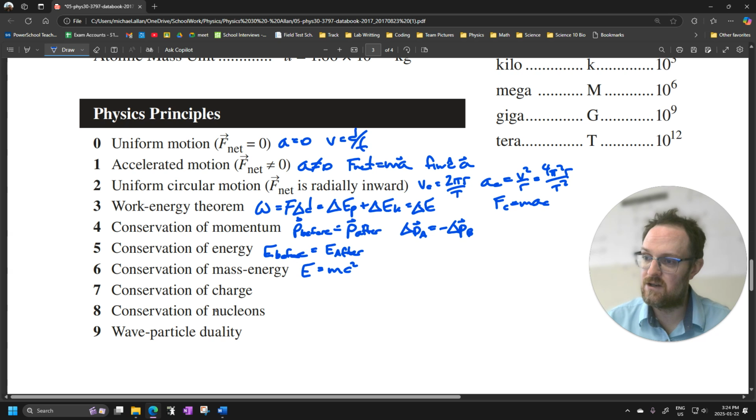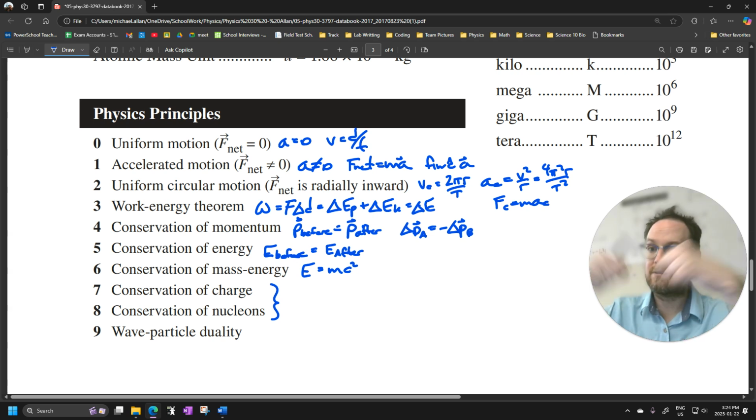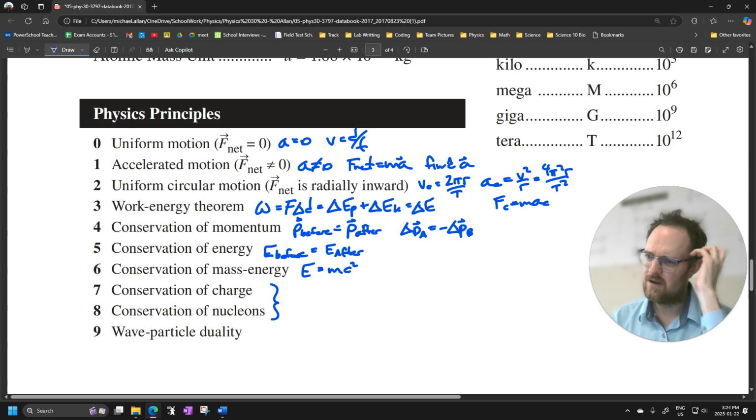Conservation of charge and nucleons, these guys are kind of tied together. Conservation of charge could just be you touch 2 objects together and you separate them. So that's just calculating the new charge if I touch 2 and separate them. Add them together, divide by 2, that kind of thing.